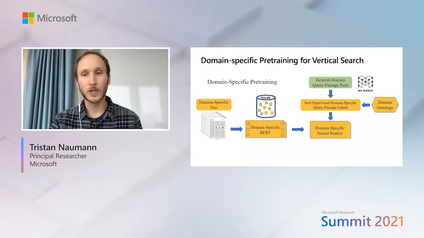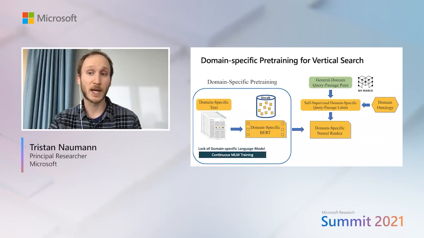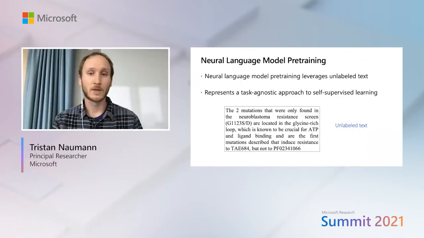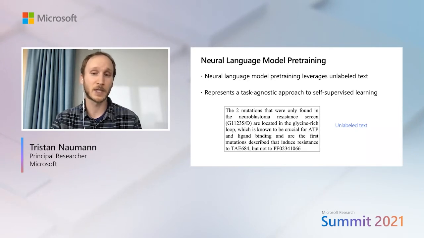So first, we'll talk about the development of a domain-specific language model, PubMed BERT, which is trained specifically on domain-specific text in the biomedical domain. At a high level, modern neural language models are able to leverage unlabeled text. They do so by using a form of task-agnostic self-supervision. For example, in the biomedical text shown, there is no label, but we can imagine constructing meaningful tasks for self-supervision.